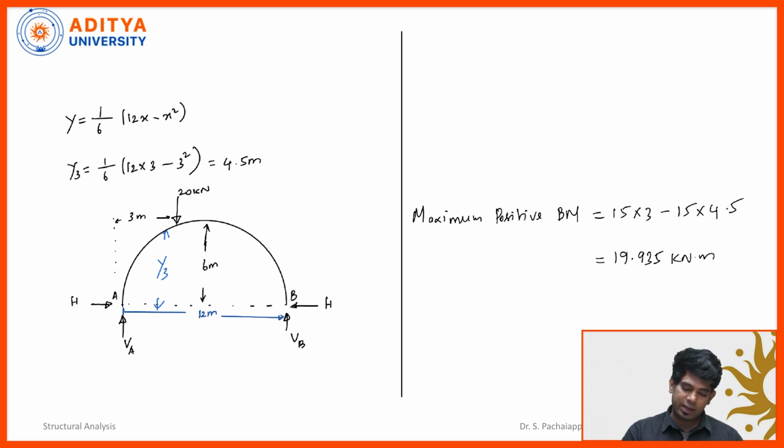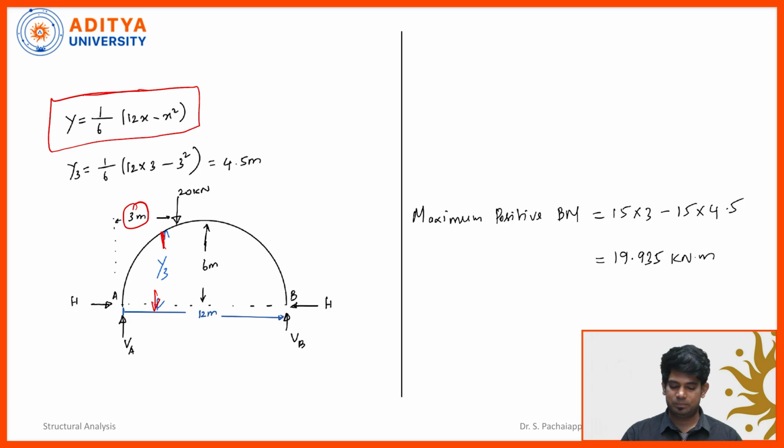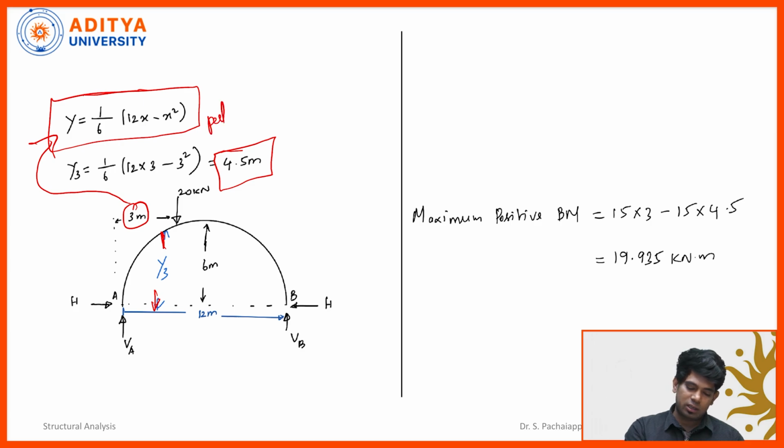Now let's calculate the y3 value, and this is the y3 value. So 1 by 6 of 12x minus x square, we already have. In this equation I am going to substitute this 3 meters, because we know that the maximum bending moment takes place under the load. Most of the time the maximum bending moment takes place under the load. So that's what we are substituting, this value 3 in this x equation. So we got the y value as 4.5. In this equation we put x equal to 3 so that we get the y value 4.5.